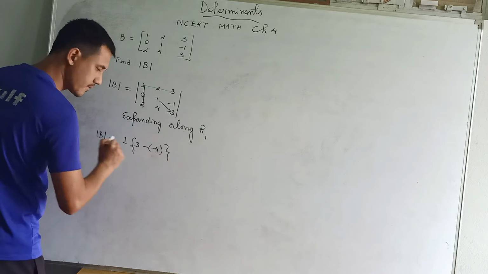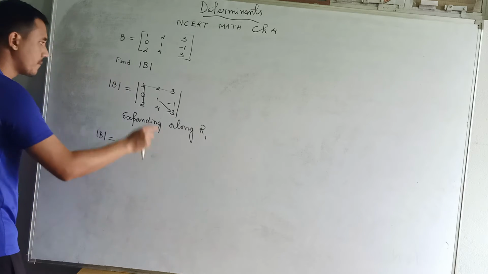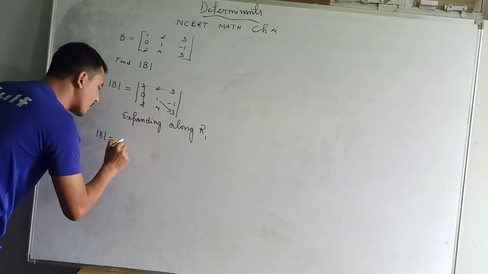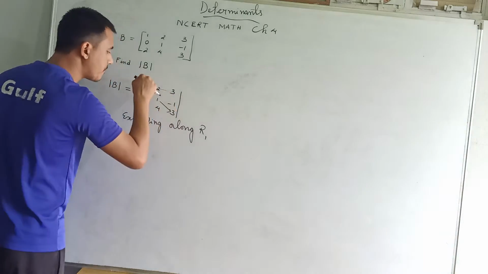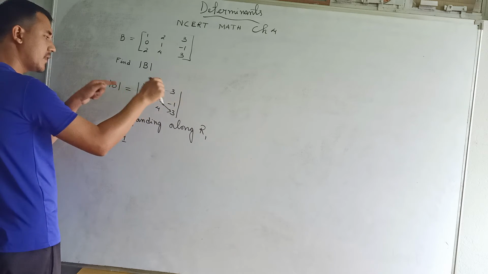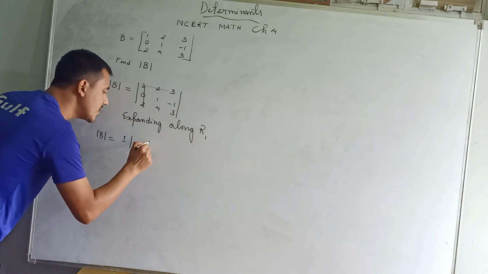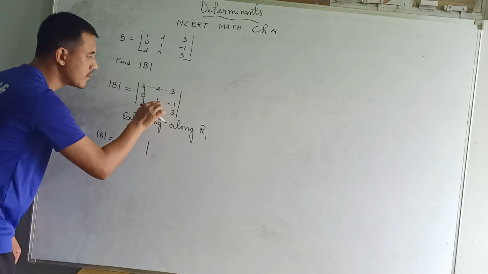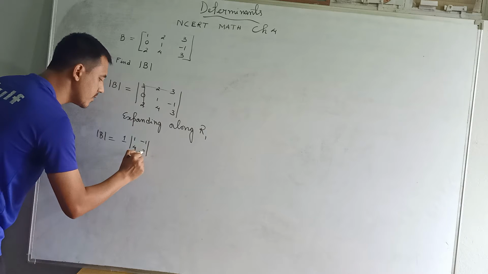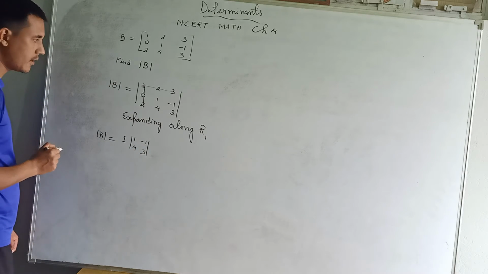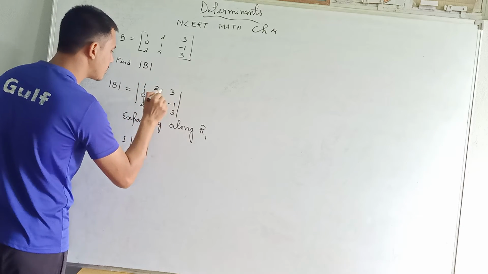Is it clear to you? Or there is one more way. Suppose I'm expanding along R1, so the first entry is 1. This element belongs to the first row, first column, so we will neglect that particular row and column. And then we write the determinant of the remaining elements: 1, minus 1, 4 and 3. Is it clear to you?